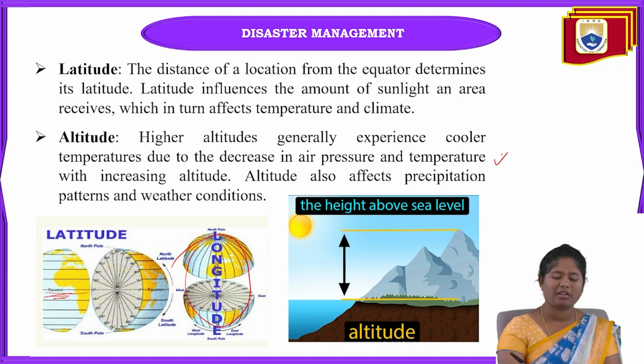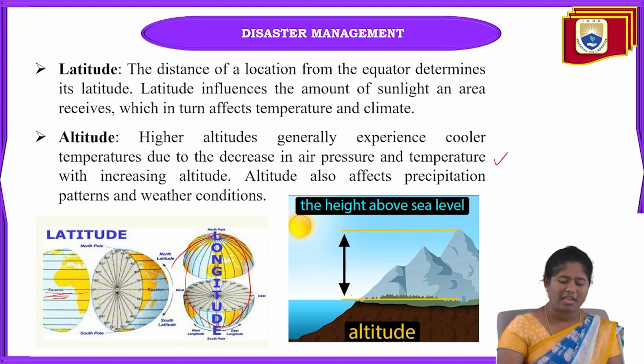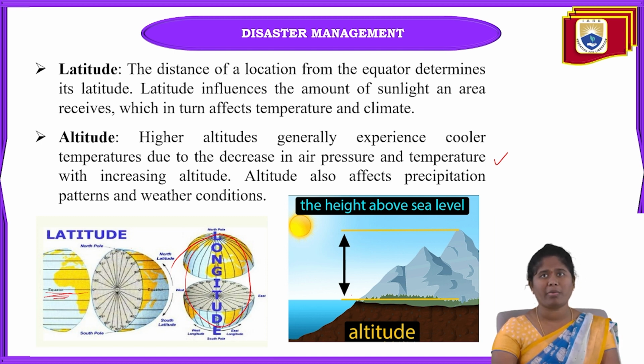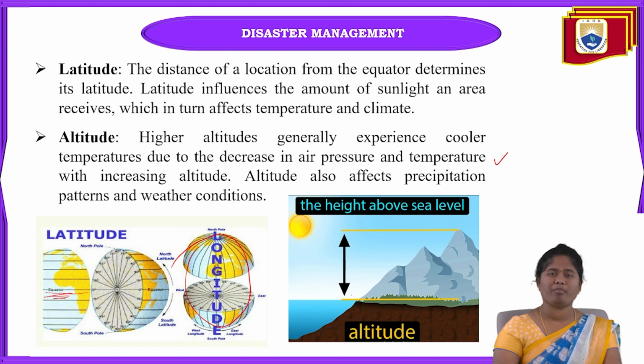Coming to the next one, that is altitude. Altitude is the height from below the sea level to above the sea level. Higher altitudes generally experience cooler temperature. Why do they experience cooler temperature? Because of the decrease in air temperature with increasing altitude.